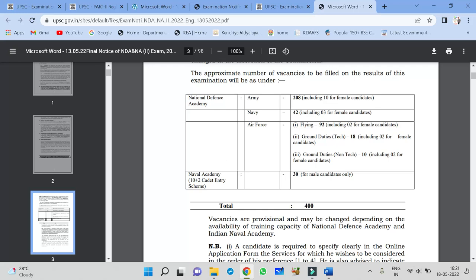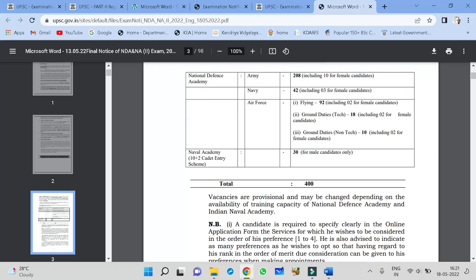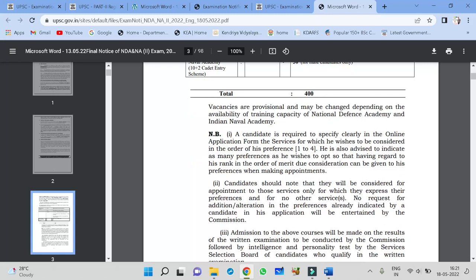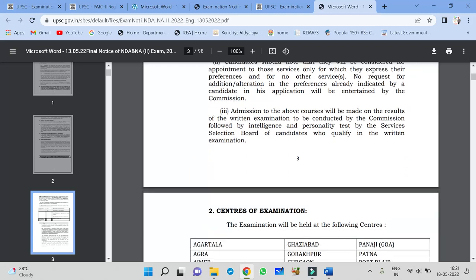And talking about Naval Academy, it is only for men, and it will be 30 seats. 30 seats for only male candidates, right? In Naval Academy. So female candidates can go through NDA, that too in Army, Navy and Air Force, right? 10 seats here, 3 seats here, 2 plus 2 plus 2, 6 seats in Air Force, right? So totally 400 seats. About that, everything they have given.